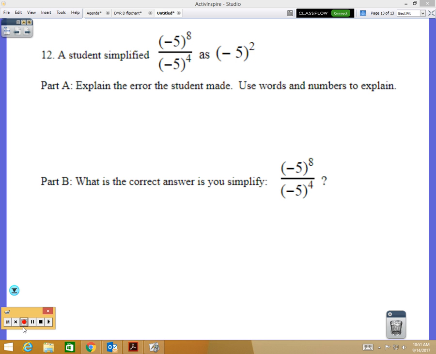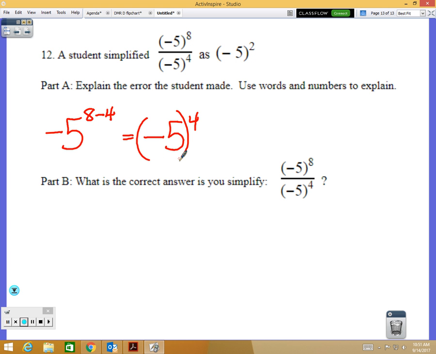So it says a student simplified that problem. Explain the error the student made. Use words and numbers to explain. So they kept the base, right? That's correct. What are you supposed to do with your exponents when you're dividing? You subtract them. So what they should have done is kept their base, and then they should have done 8 minus 4, which is 4. But they got a 2.